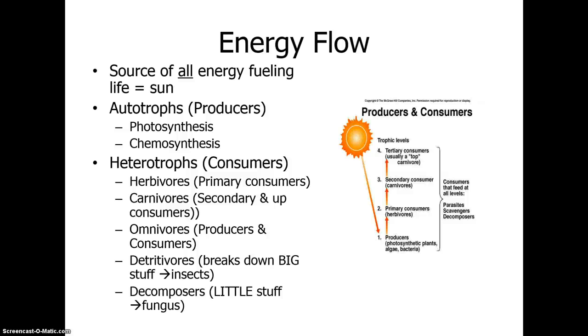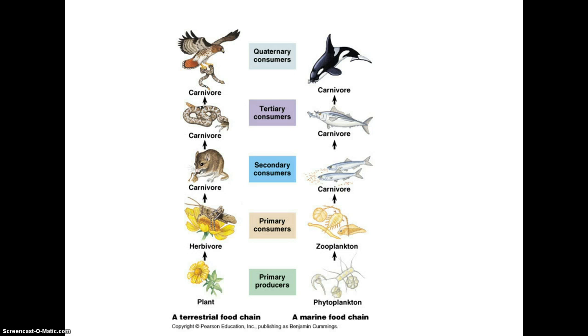Okay, then we have detritivores. These break down big things. These would be things like roly-polies, insects that are going to break down big stuff, like big logs. Then there's decomposers. They're going to break it down into the little, like, atomic molecule kind of level. Things like fungus, which tastes disgusting.